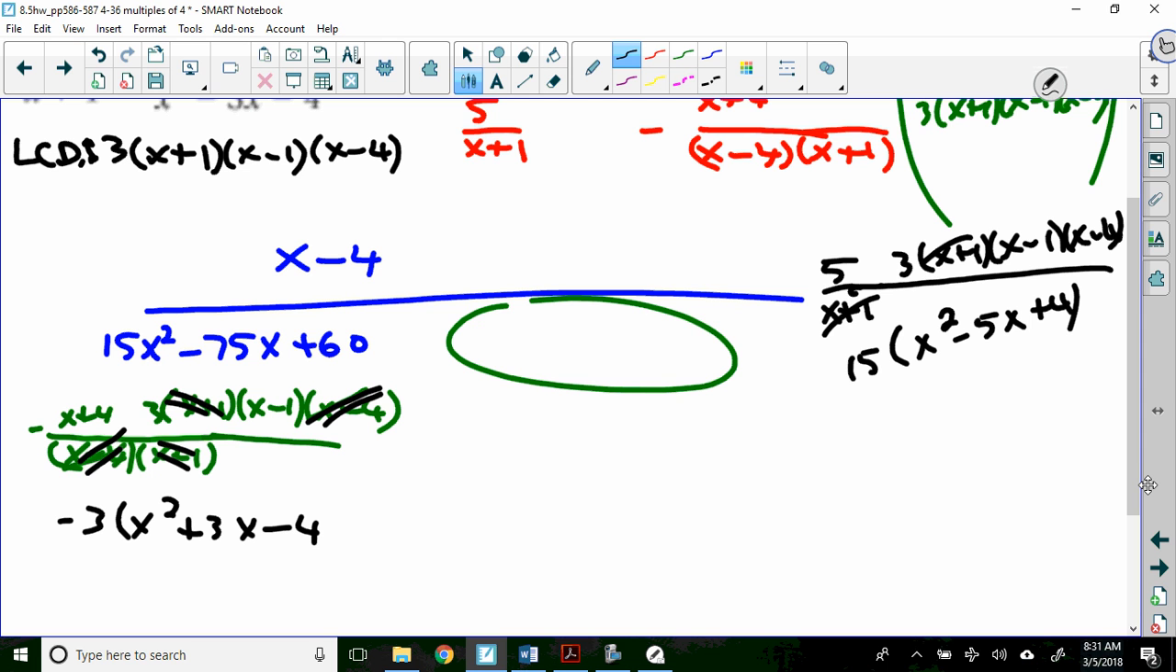So that's going to be... Maybe I'll just forget about the negative for a minute, and say I'm subtracting all this. But I am going to multiply by 3. So that's 3x squared plus 9x minus 12, right? Okay. And I am subtracting all that. Wow.